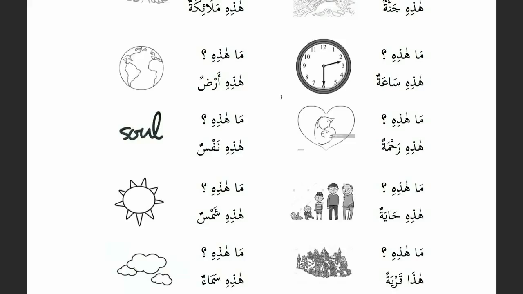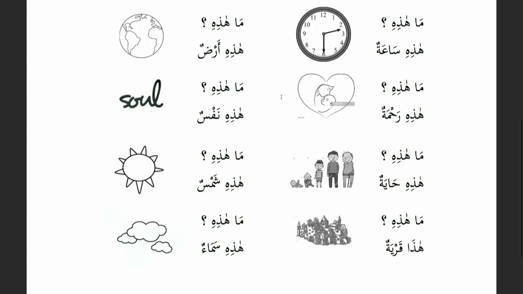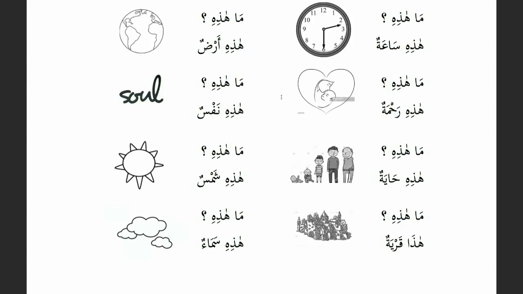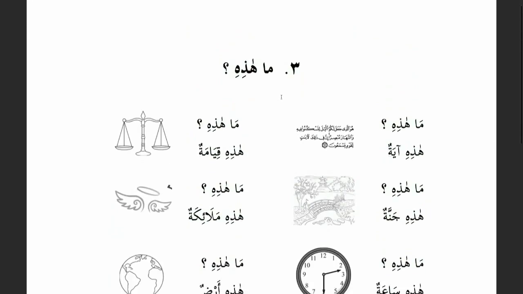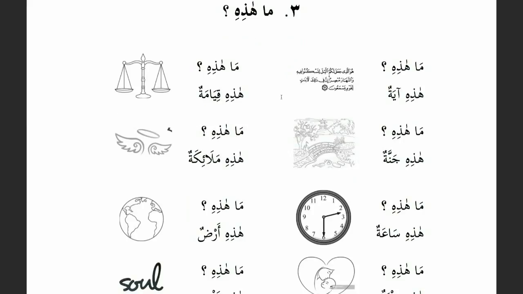Next one. Ma hadihi? Hadihi rahmatun. What's rahmah? Mercy, compassion, love, and so on. Next one. Ma hadhihi? Hadhihi hayatun. What's hayat? Hayat is life. Now writing the words down. Memorize them inshallah. Next one. Ma hadhihi? Hadhihi qaryatun. What's a qarya? A village.